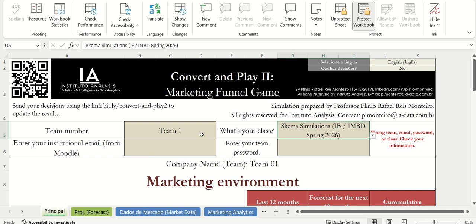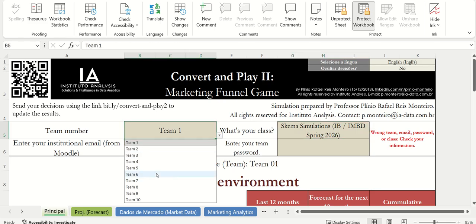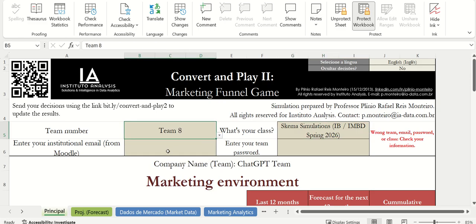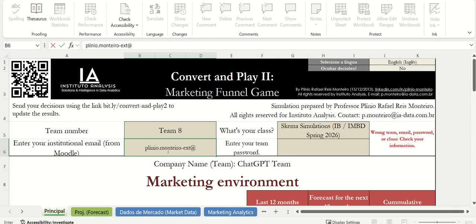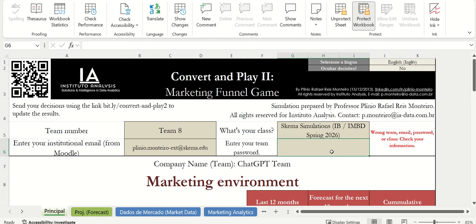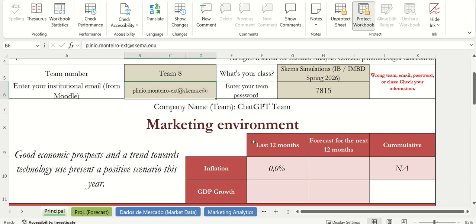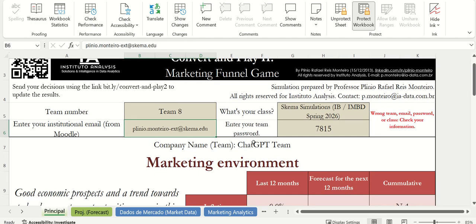Hello students, this is the tutorial for round 1, and here I'm going to explain how you use the Excel file. First of all, you need to select your team number, add your institutional email, in my case it will be like this, and then you enter your password, okay, in my case it will be like this. Okay, now I'm valid to start doing the simulation.